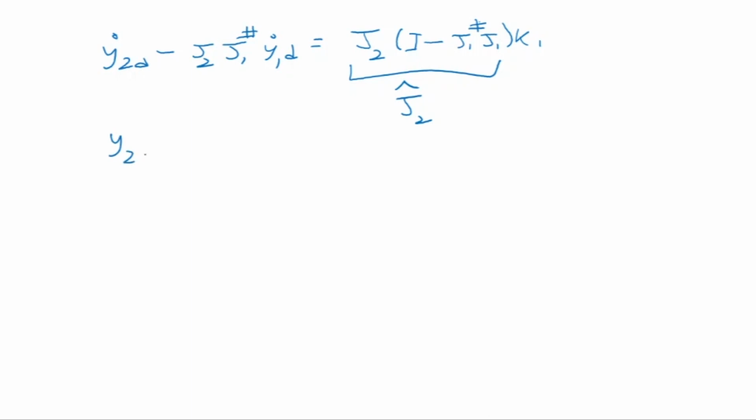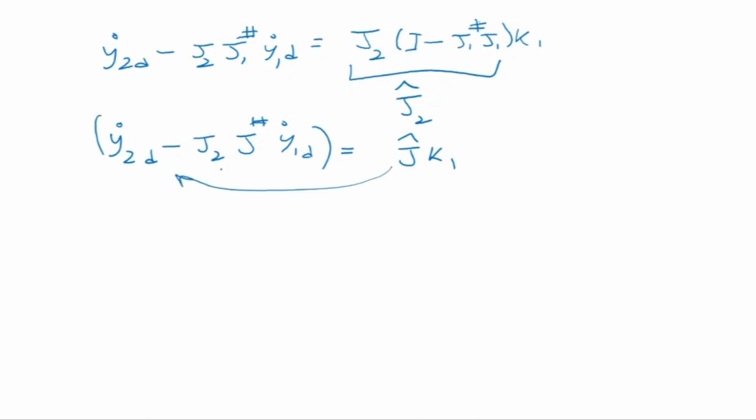My equation is going to be (y2d minus J2 J1# y1 dot d) is equal to J2 cap into k1. Now if I want k1, what do I do? I take the pseudo inverse of this again, so I bring this to the other side. Now J is a non-square matrix, right? So when J is a non-square matrix, what is happening is that you end up generating another term.